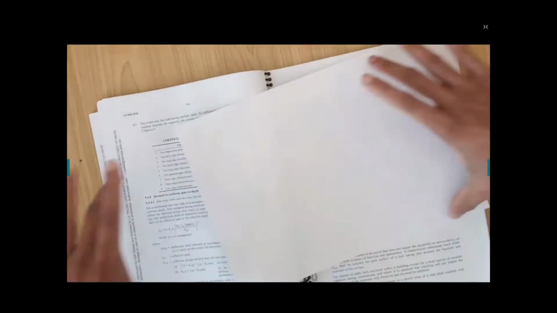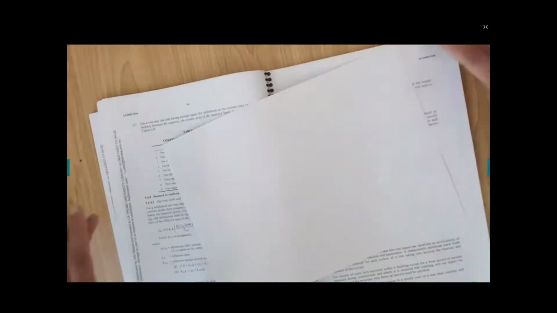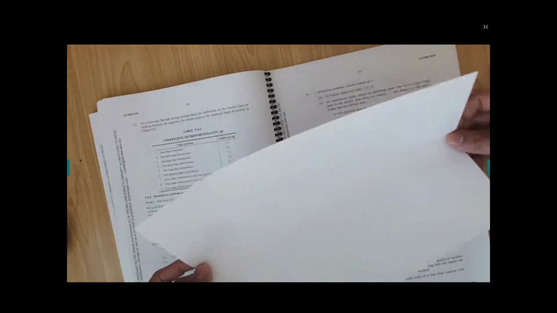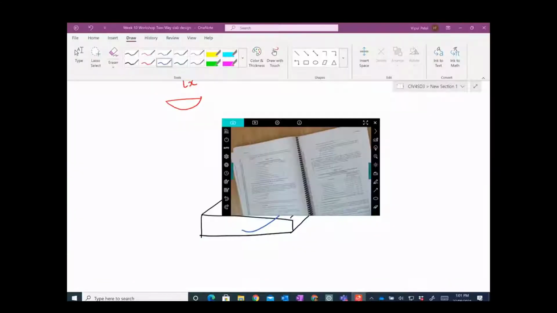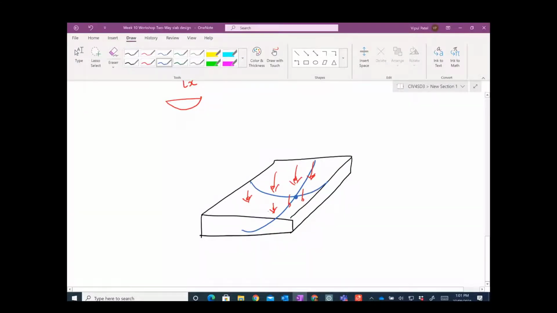If this edge is very long, Ly let's say very long, then you have just this happening, right? So that's only a one-way slab. So that is a typical thing. All right, so let's start doing it.